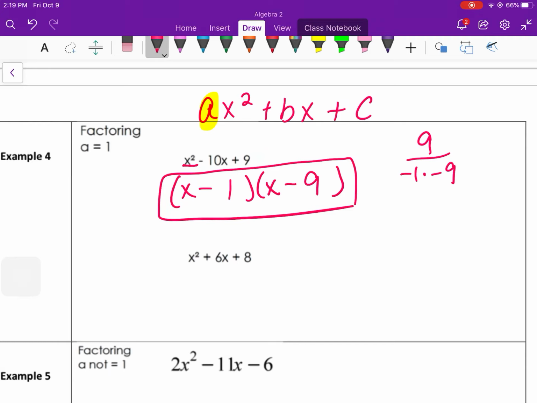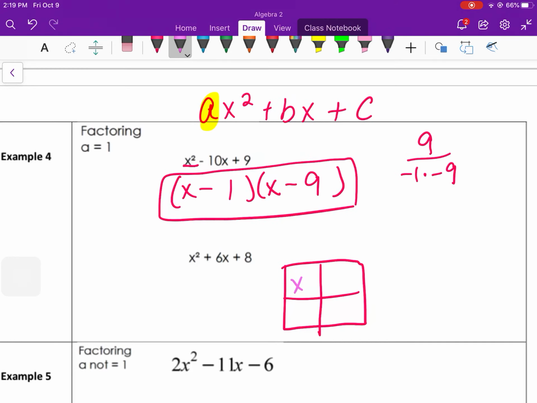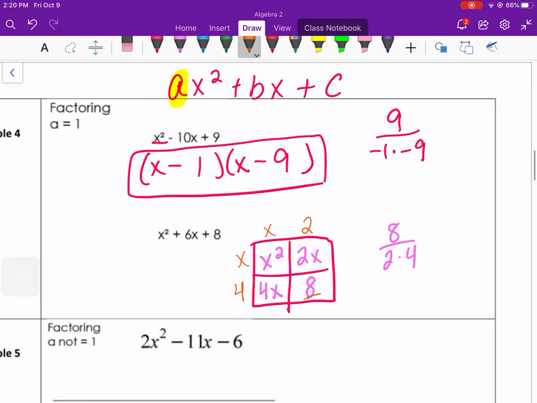So you don't need the box when a equals 1, but you can use it. If you want to use the box for these ones, you put the first term, x squared, in the first box and the last term in the last box. And then you say, okay, same thing, what multiplies to 8 but adds up to 6? That's 2 times 4. Those go in the diagonals, and either way it doesn't matter. 2x and 4x. And then you figure out the outside. So x squared has to be x times x. Then x times 2 is 2x, and x times 4 is 4x, and 2 times 4 is 8. So that gives me the factors x plus 2 and x plus 4.